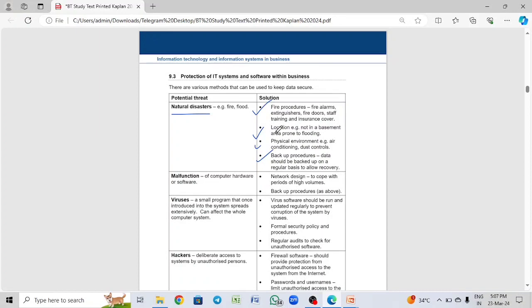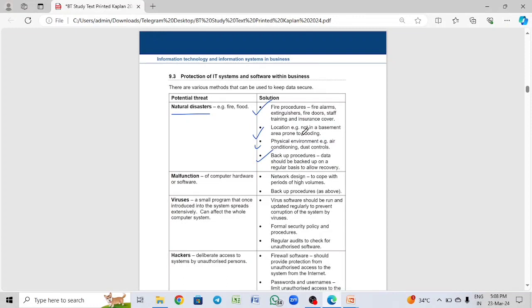Now the location, we can keep changing the location of our systems so that they are safe, for example, not in a basement area prone to flooding. Now the physical environment, the air conditioning and the dust control. For the backup procedures, we can take regular backups of the data, so as to allow easy recovery of data even if it gets damaged.